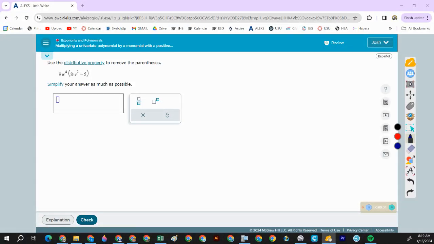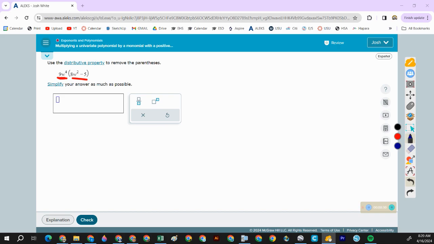11.1. We're going to be dealing with polynomials in this module. So here we have a monomial times a binomial. Polynomials are just long strings of equations. I guess they don't have to be long, they can be short. And all of the variables have positive exponents.